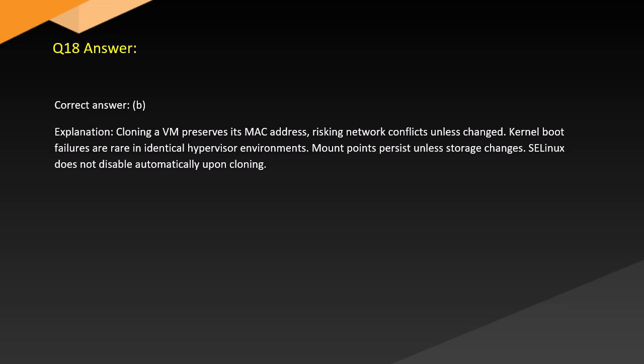Answer. Correct answer, B. Explanation. Cloning preserves the MAC address, risking network conflicts unless changed. Kernel boot failures are rare in identical hypervisor environments. Mount points persist unless storage changes. SELinux does not disable automatically upon cloning.